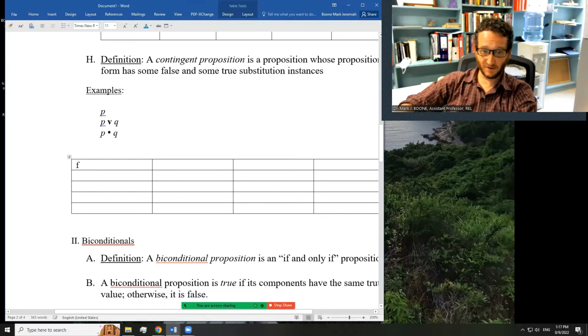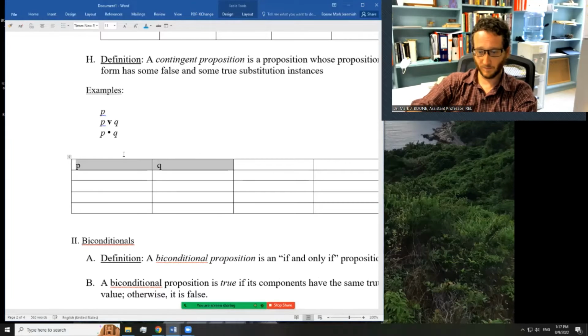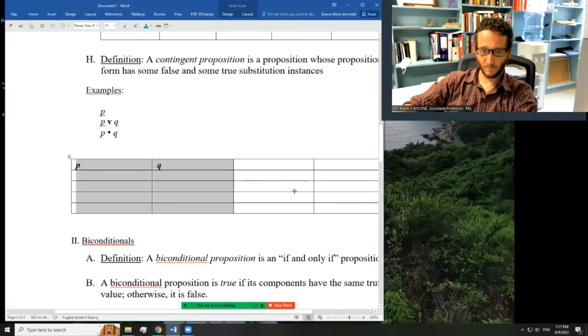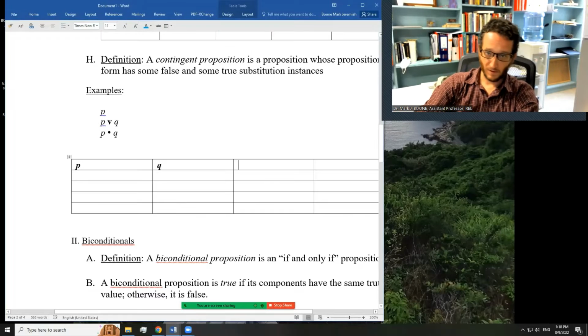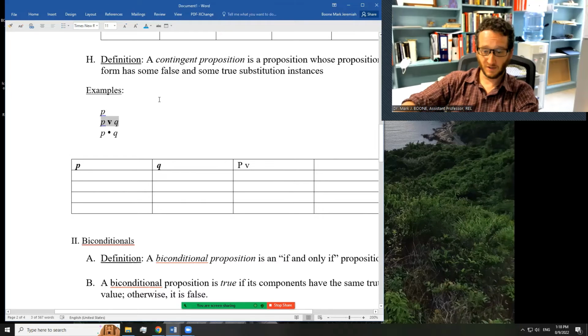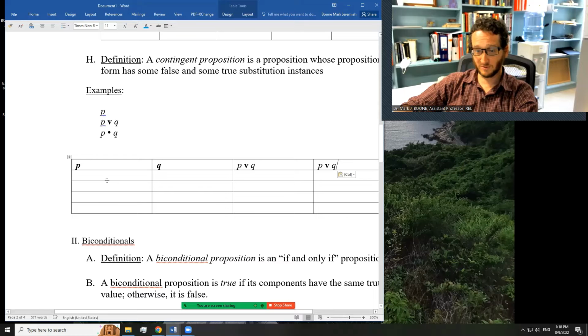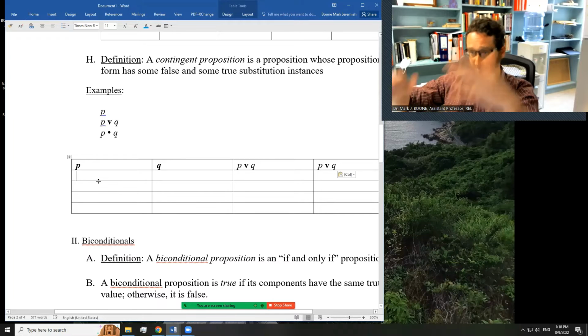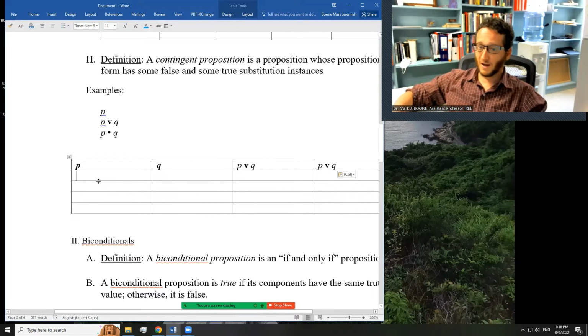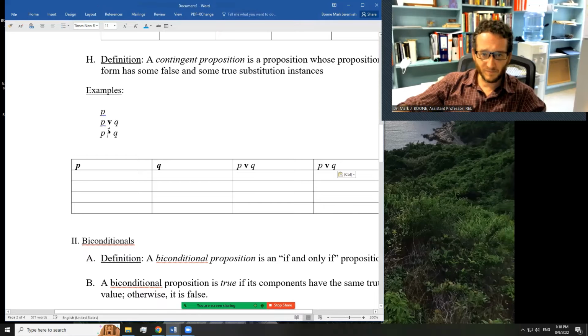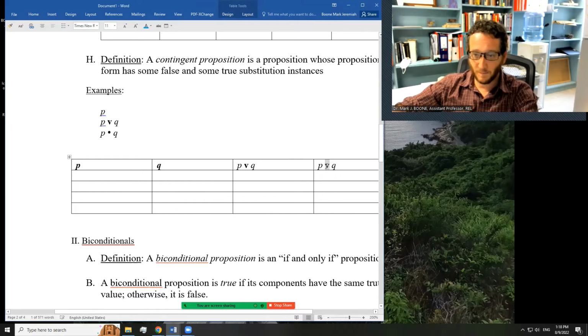Some propositions having the pattern P wedge Q are going to be true, and some are going to be false. Some propositions having the pattern P dot Q are going to be true, some are going to be false. Now we could illustrate this with specific propositions. P wedge Q, P dot Q.